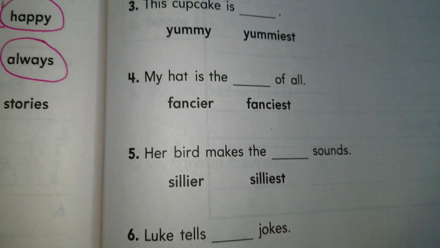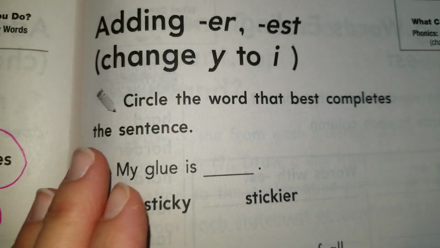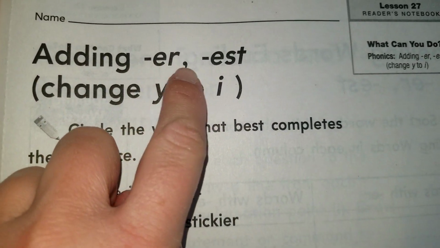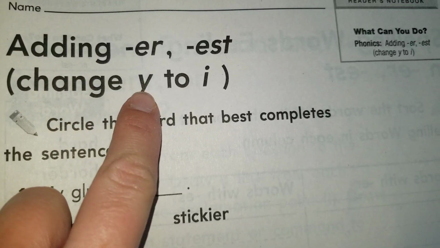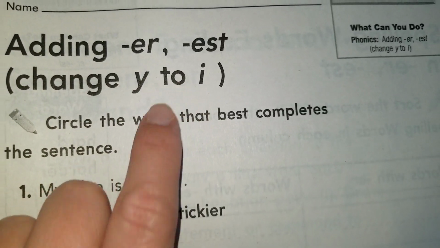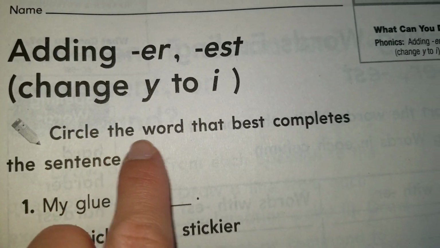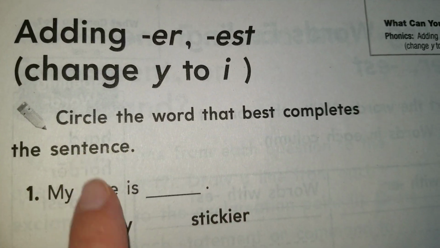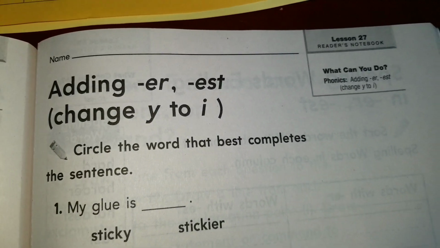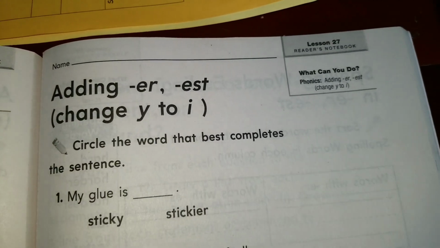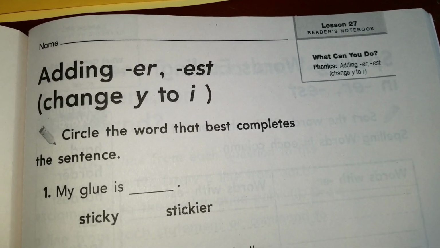We're halfway through now, and we are going to be adding ER or EST. Don't forget, change the Y to I. That's the rule. Circle the word that best completes the sentence. Do not forget to write your name. If you want to pause the video to write your name, or if you want to wait until the end to write your name on these pages.